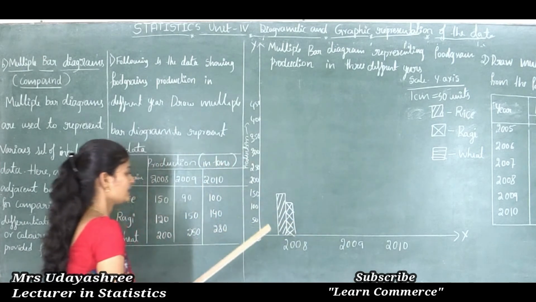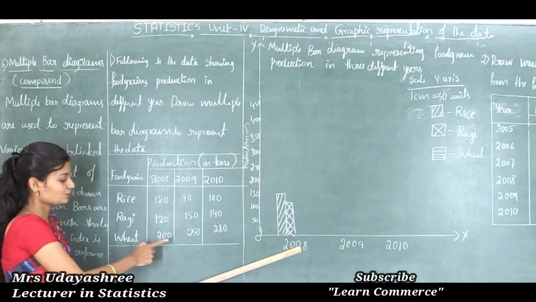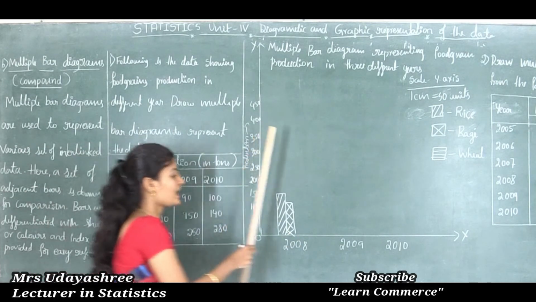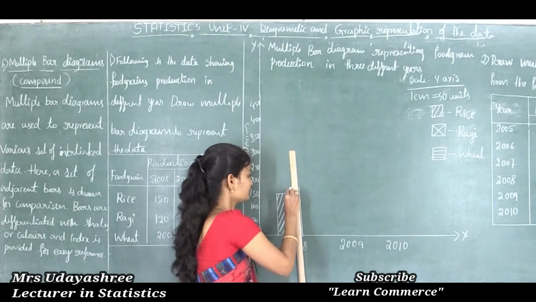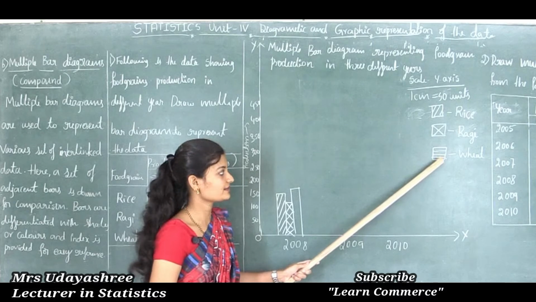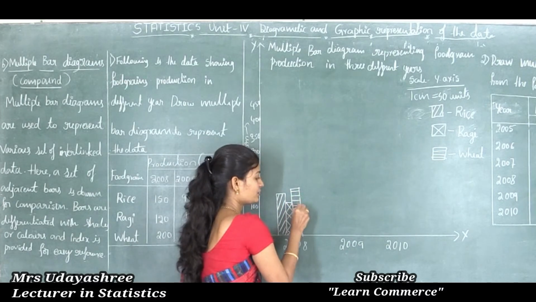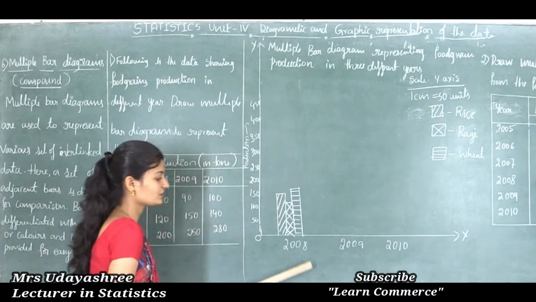Okay, next, in the year 2008 the wheat production was 200 ton. So 200 is here, and here I will draw a bar like this. For wheat, the shading mark is like this. So wheat is indicated like this. So I will draw it like this. This bar indicates the production of wheat in the year 2008.